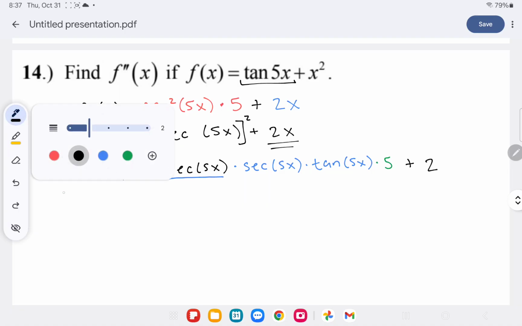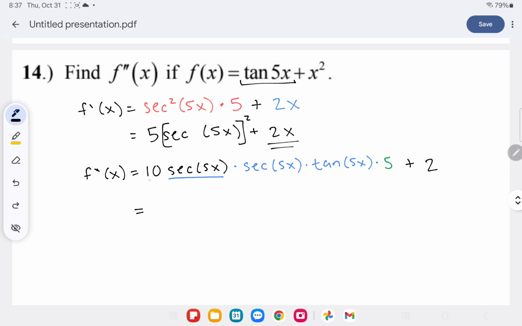I'm going to multiply some things out to simplify this. So I'm going to multiply the 10 by the 5 to get 50. I'm going to multiply this secant of 5x by this secant of 5x to get secant squared of 5x. I have a tangent of 5x, and then we have this plus 2.